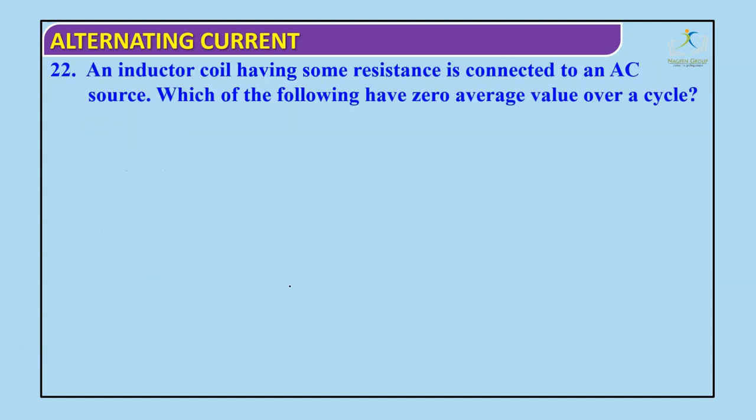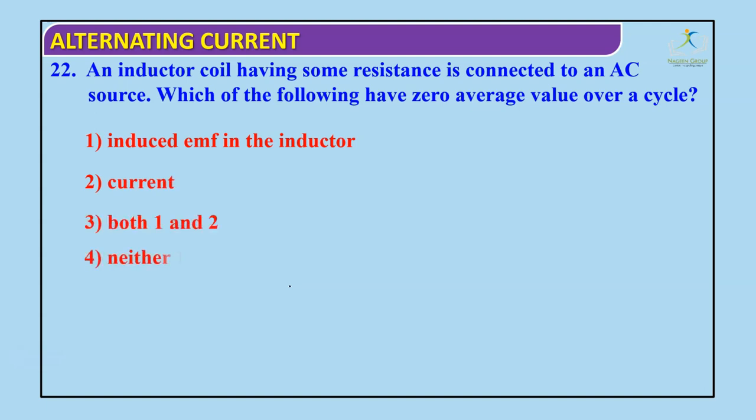Next question we have, an inductor coil having some resistance is connected to an AC source. Which of the following has a zero average value over a cycle? Options: induced EMF in the inductor, current, both 1 and 2, neither 1 nor 2. The correct answer for this question is both 1 and 2. Means induced EMF in the inductor as well as the current.